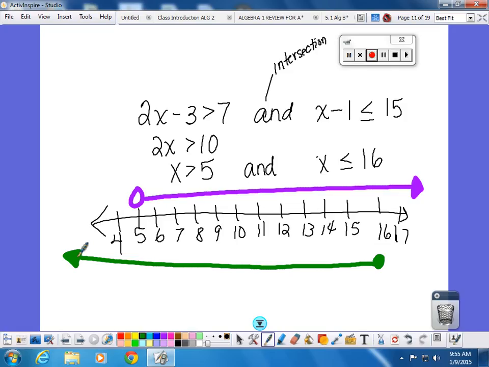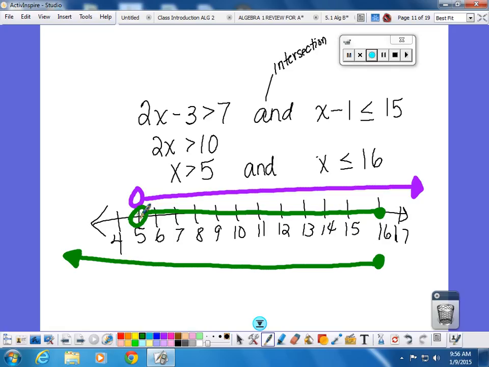All right, where is there purple and green? Well, 5 is not included there, but it's included here. So I'm going to put an open circle there. 16 is included here, and it's included there. I'm going to put a colored in circle. And everything in between is both purple and green, and so we colored it in. Those are the points of intersection.